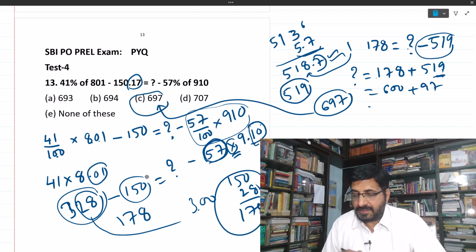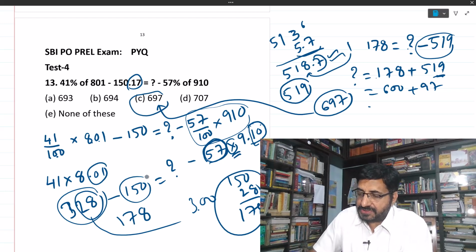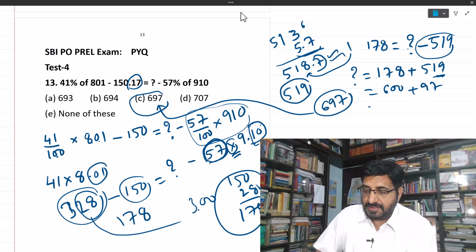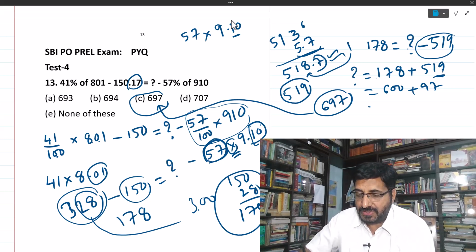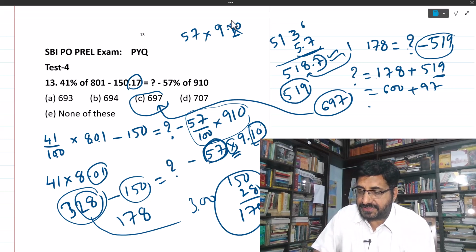Be careful here. Let us verify. Suppose I ignore this 0.1 in 9.10, what will happen? Just see, 57 into... I'm not taking this since it is 9.10. This 0.1 is not nearer to 1, so I am neglecting it. Then what will happen? Straight away, 9 sevens are 63, 6 you are carrying, 9 fives are 45 plus 6 is 51, so 513.